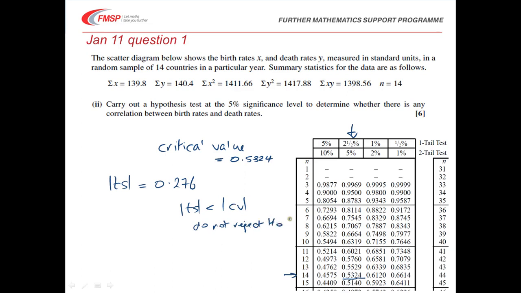Okay, so you've just picked yourself up 2 extra marks. A method mark for a comparison and an accuracy mark for getting this. Now, what we need to do is then contextualize. So there is insufficient evidence to suggest, and again, correlation between birth rates and death rates. So you must put it into correct context when we do that. Okay, so for 6 marks, this is really nice.